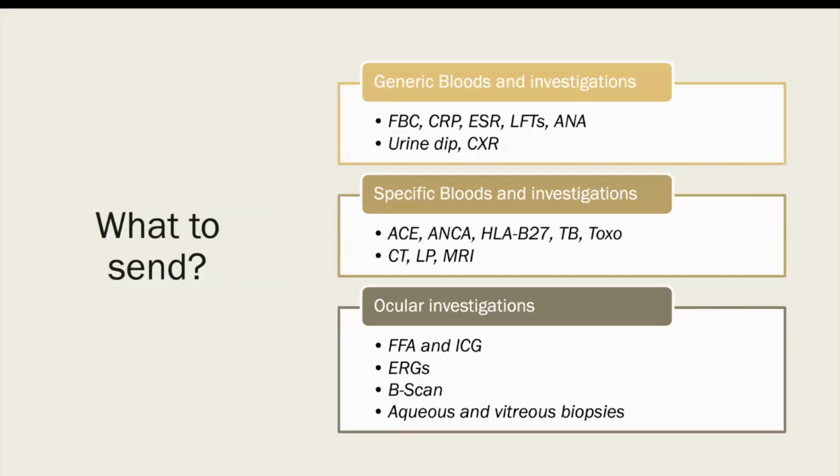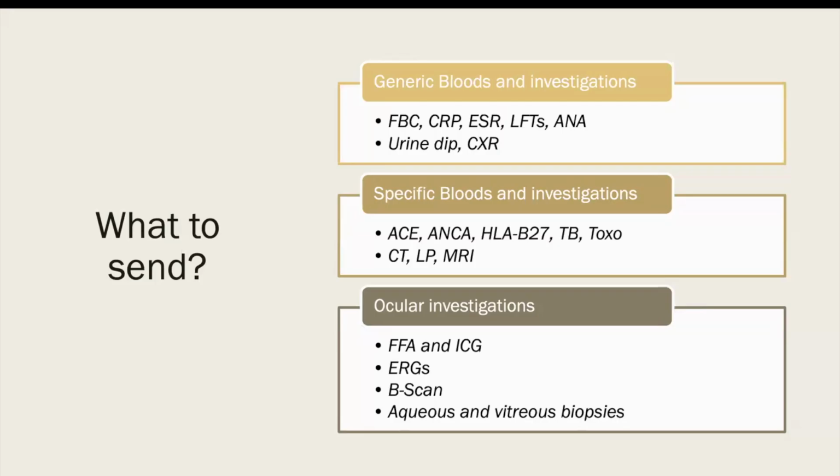So in uveitis, you can send off lots of bloods, looking at an FBC, CRP, ESR, a urine dip, and a chest X-ray. These are your generic things that you can send off. You can also send off some specific bloods: ACE for your sarcoid, for example, ANCA, HLA-B27s, quantiferons, toxoplasmosis serology. You can think of doing a CT, a lumbar puncture, or an MRI if you're thinking of any CNS origins.